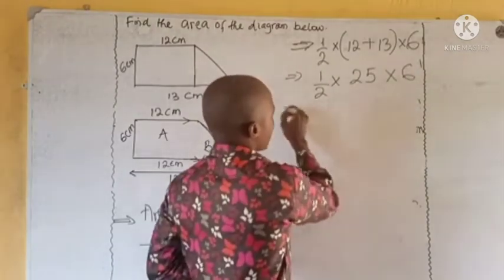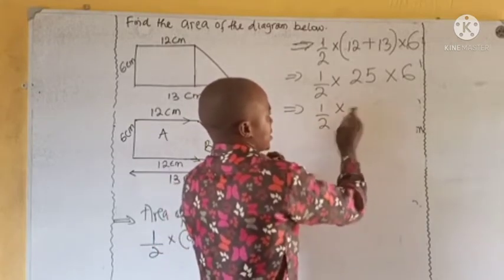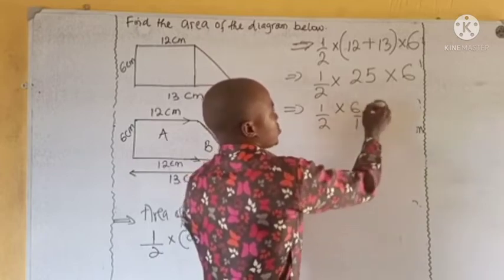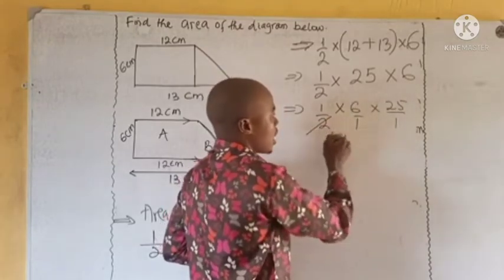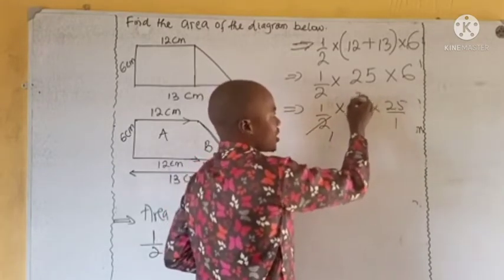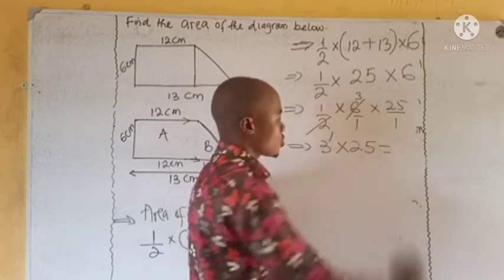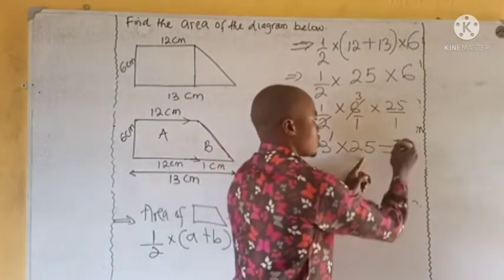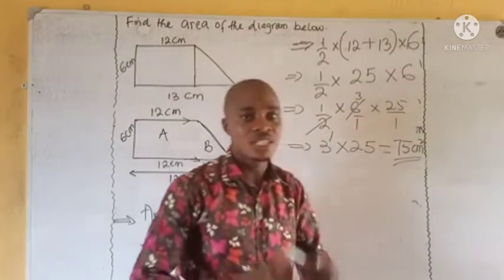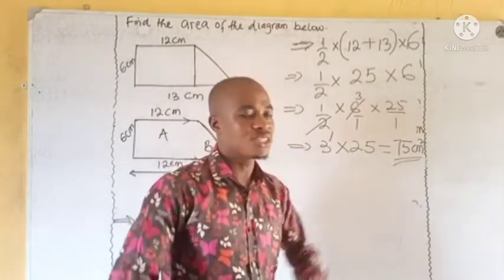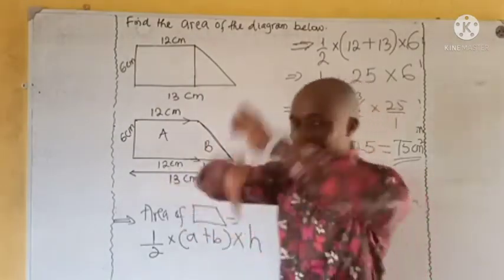Are we there? Now, 1/2 multiplied by 6 multiplied by 25/1. So from here, 2 here, 1, 2 here, we have 3. Therefore, we have 3 by 25, which will be equal to what? 3 multiplied by 25 is going to give us 75 centimeter squared. So which is the solution to the problem, that is the area of this trapezium when we take it as a whole.